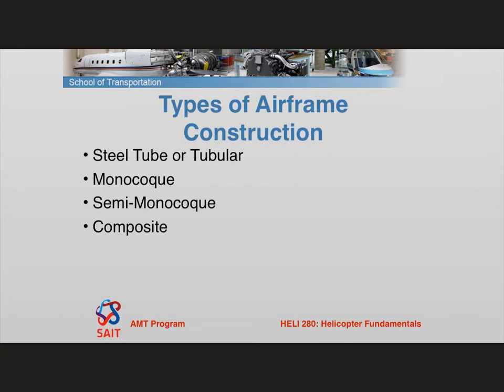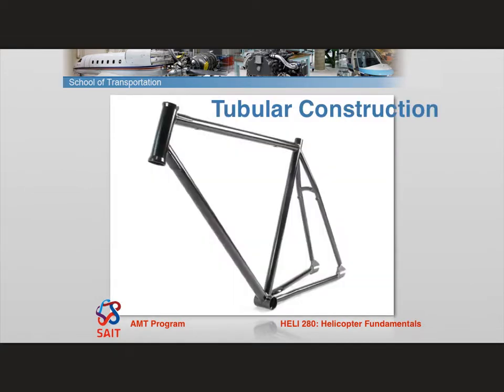These are the same terms and the same words that you'd hear in fixed wing. So we're talking about steel tube construction, monocoque construction, semi-monocoque, and composite. And you'll see all different examples of these on aircraft, on helicopters. So the first one is tubular construction. Tubular construction used to be really common. You still see it quite a bit.